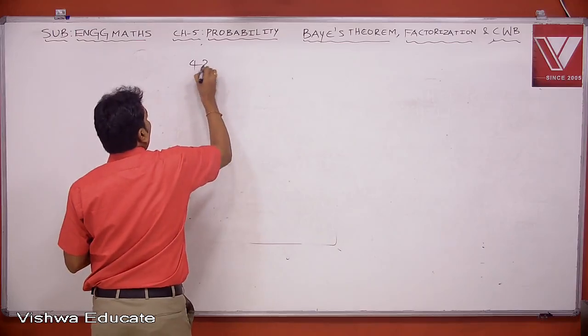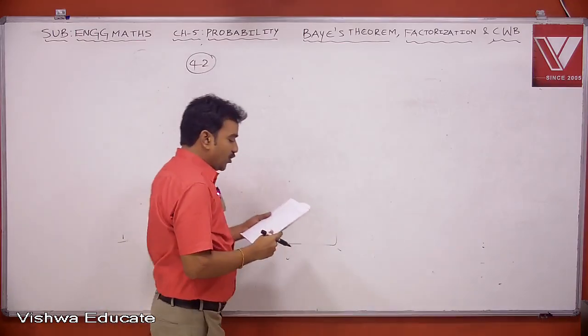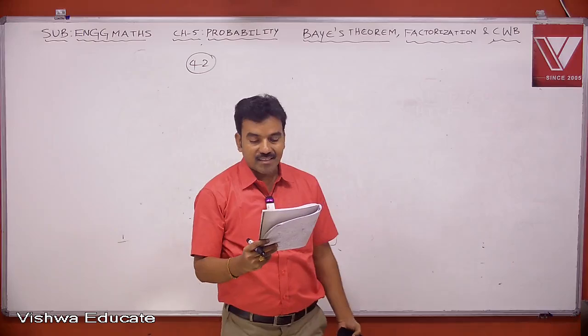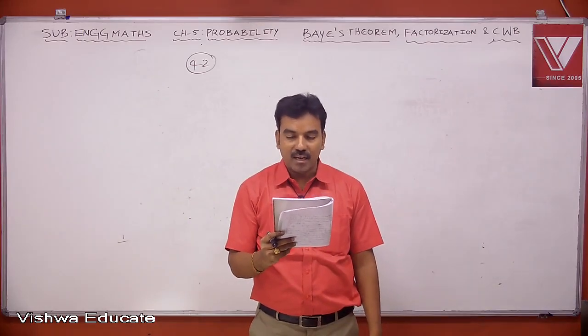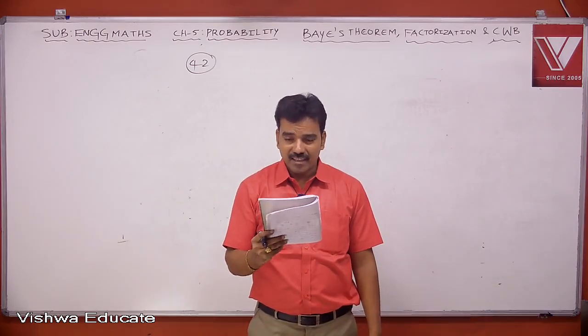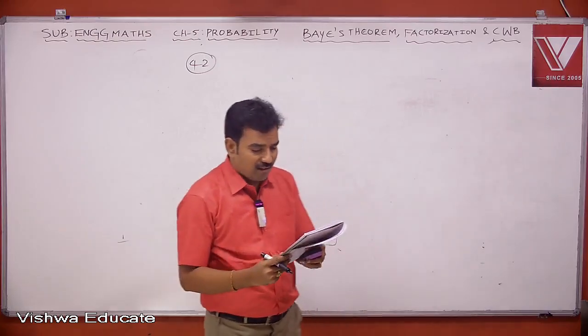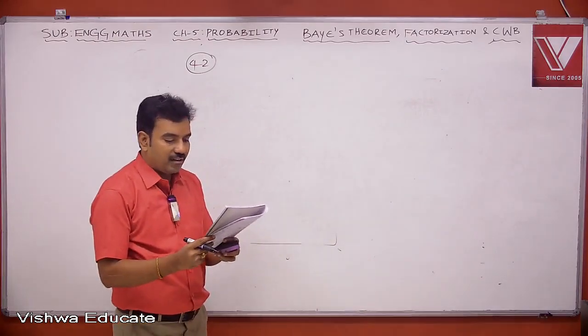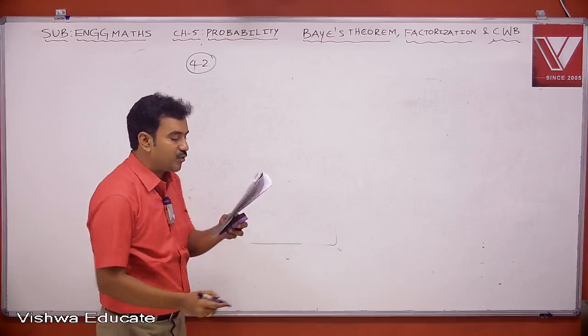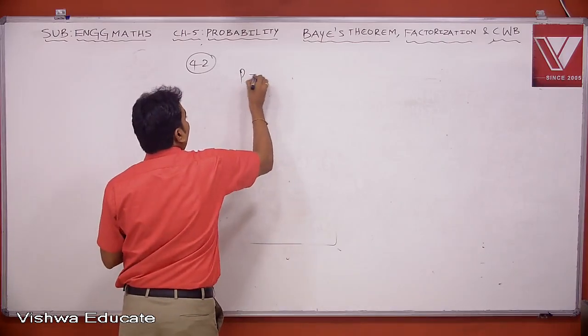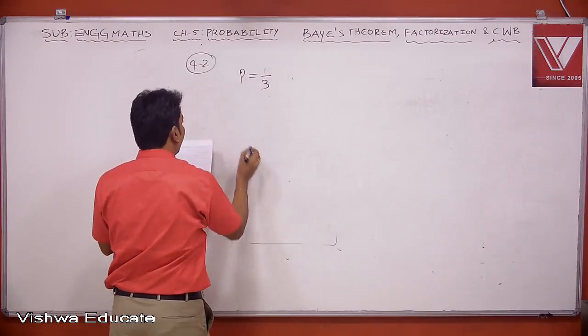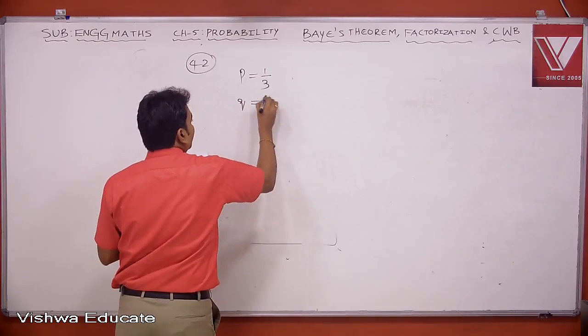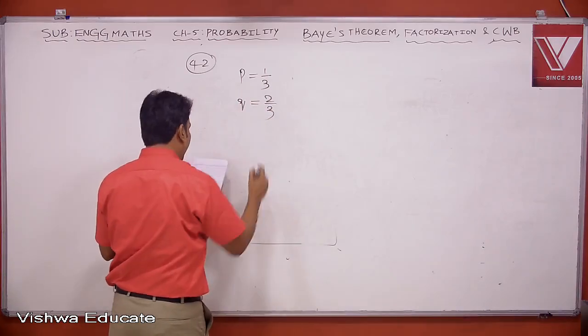Read out question number 42. Assume that the probability of SA, South Africa, winning the game against IND, India, is 1 by 3. The probability of South Africa winning the game against India is 1 by 3. So the probability of winning the game is 1 by 3, and not winning the game is 2 by 3, because Q is 1 minus P.